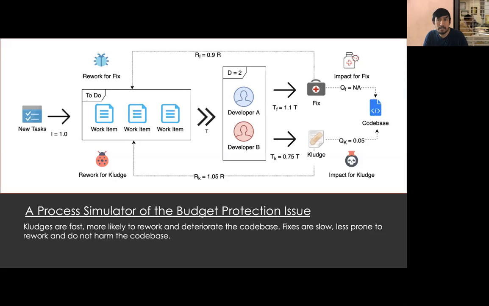We expect kludges to be more likely to require rework, like bug fixing. So the probability of rework is 5% more than R, the average rework probability. For proper fixes, this probability is 10% lower than R. Kludges have a negative impact on code base quality. So every time a kludge is committed, the average resolution time increases by 5%.